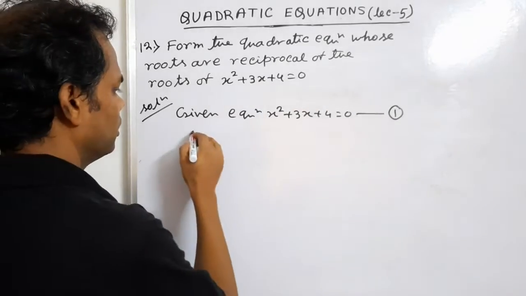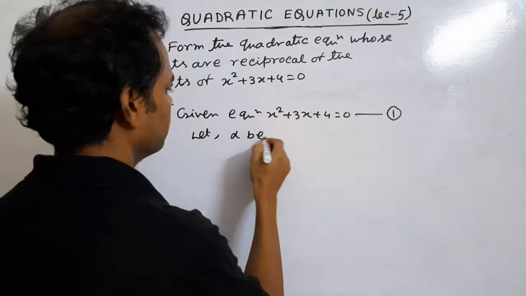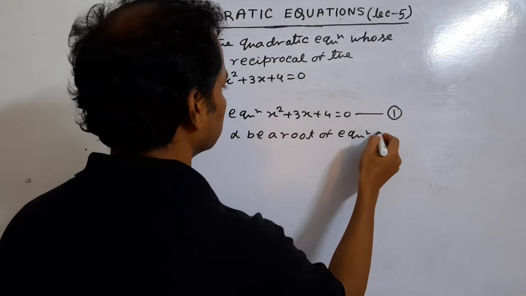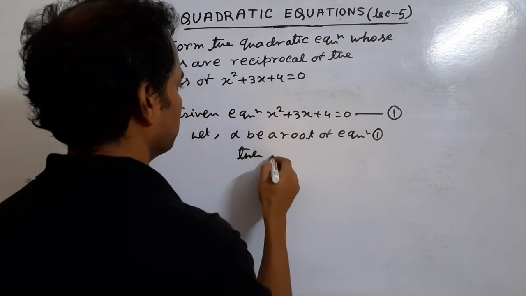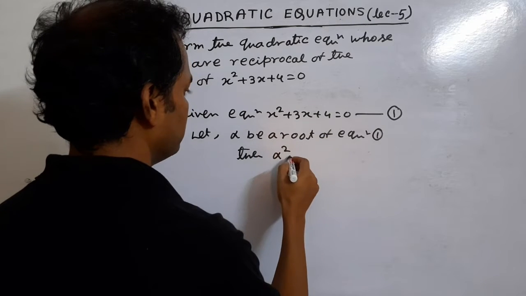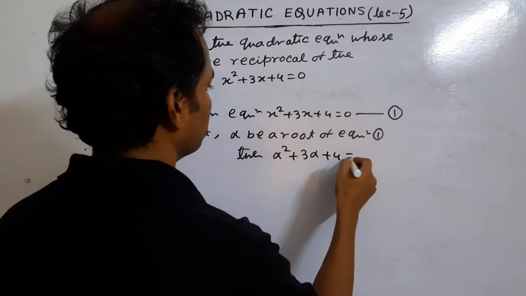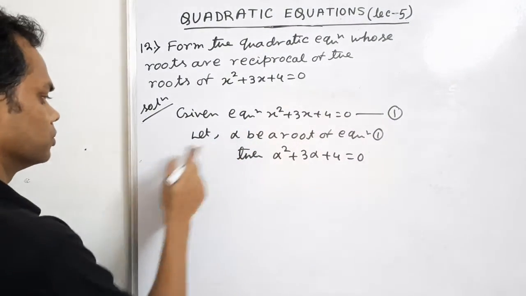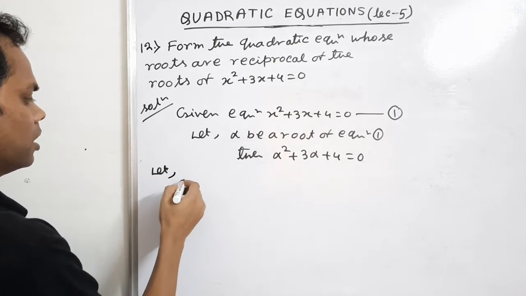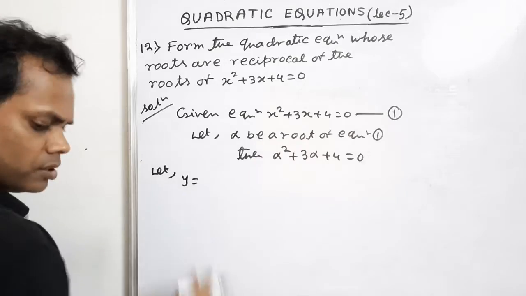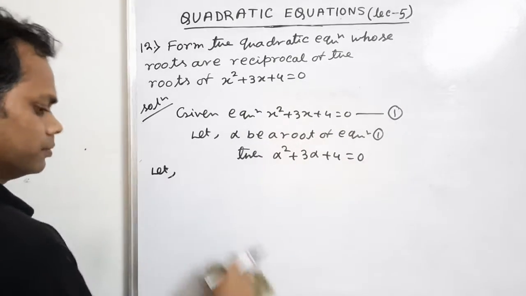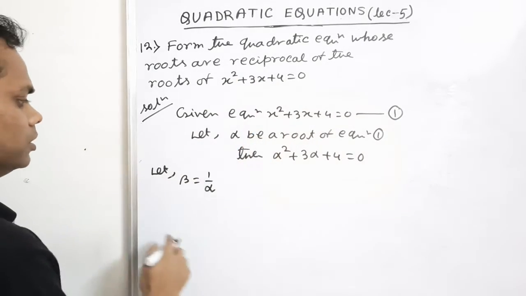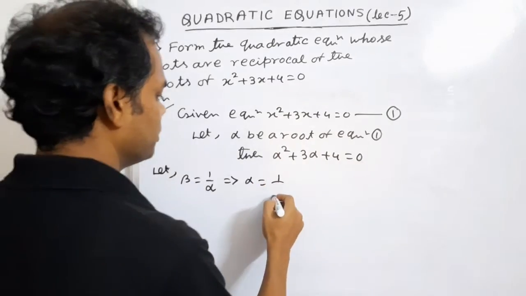We solve this sum by two methods. First method: let alpha be a root of equation 1. Then alpha satisfies the equation, so we get alpha square plus 3 alpha plus 4 equal to 0. Now we have to find another equation whose roots are the reciprocals of these. Let the other root be beta equals 1 by alpha, the reciprocal of this one. So alpha equals 1 by beta.